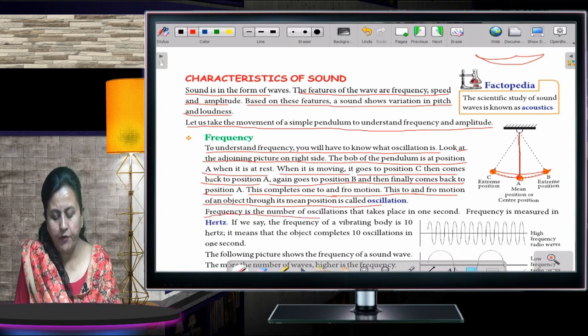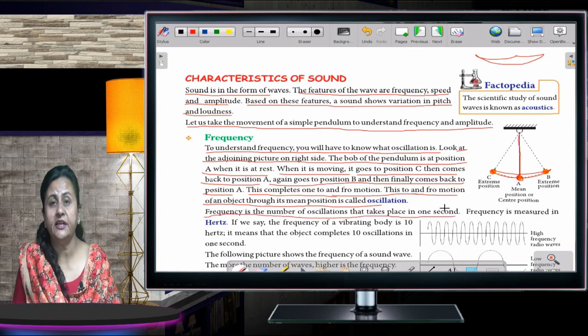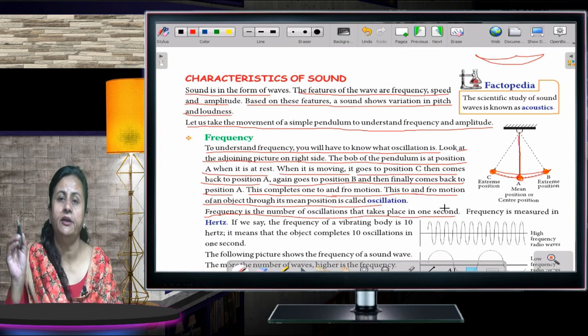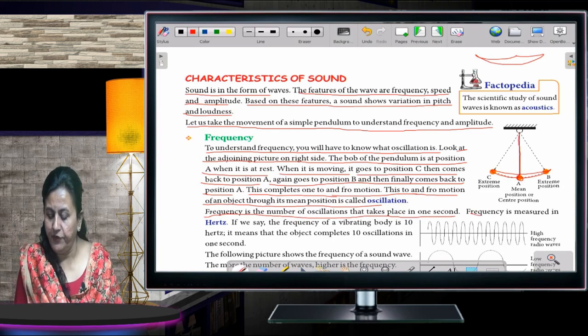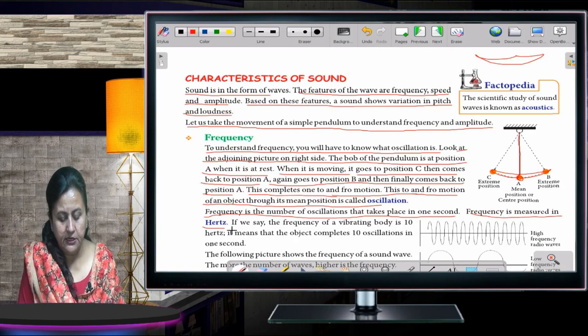Frequency is the number of oscillations that take place in 1 second. In 1 second, how many times it is coming and going and coming back to its mean position. Frequency is measured in hertz. Okay.